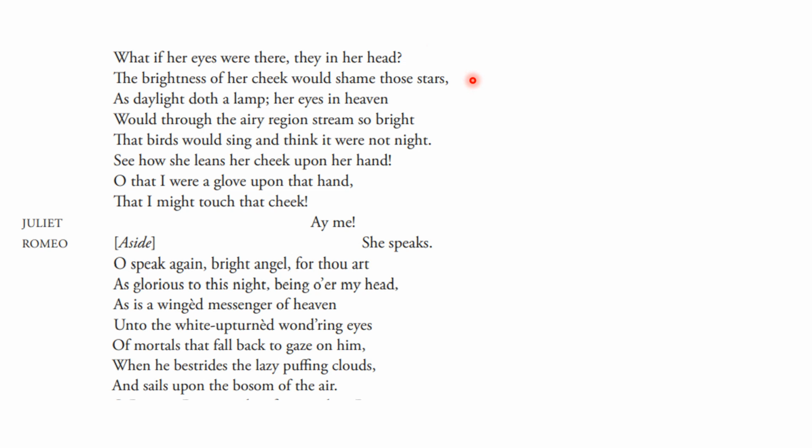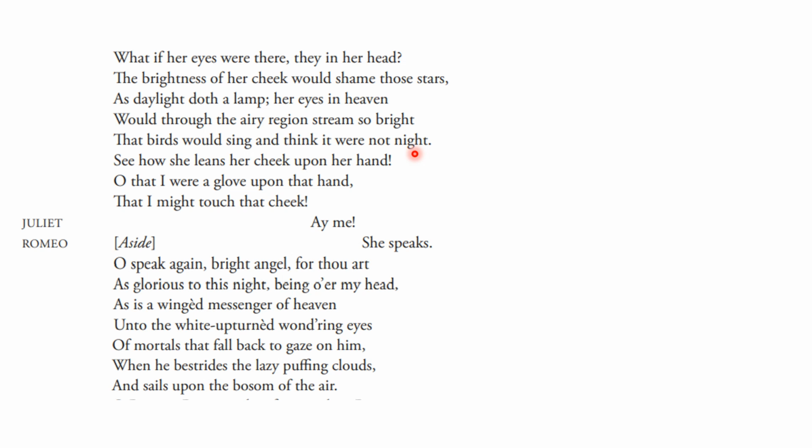He then talks about her cheek, which again we looked at in Act 1, Scene 5, with a comparison between the dangling of the earring on her cheek. He says the brightness of her cheeks would outshine the stars, as daylight doth a lamp, the way that the sun outshines a lamp. Then he says, if her eyes were in the night sky, they would shine so brightly through space that birds would start singing. I'm just kind of laughing here because could you just imagine someone saying this to you or to themselves?